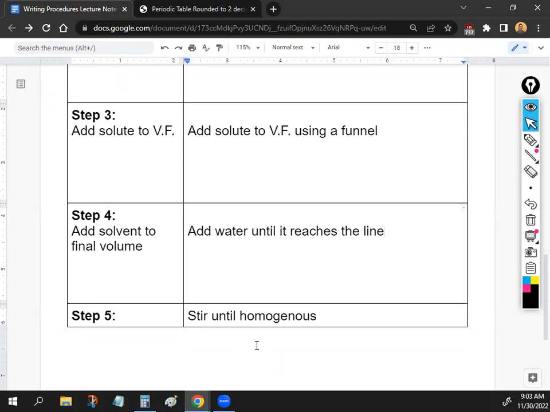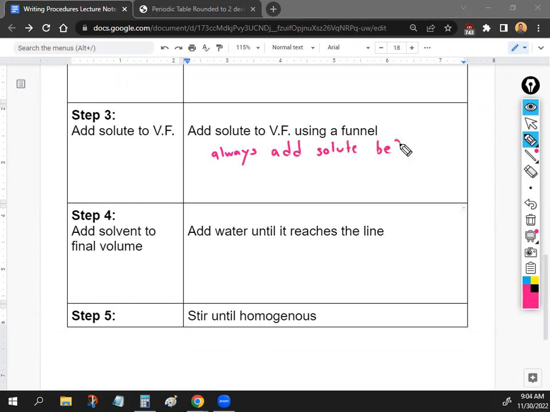All right. Now, one thing I do want to mention before we move on, and this is very important: you're always going to add the solute before the water. Okay. This is very, very important. You're always going to add the solute before you add the water until the line.